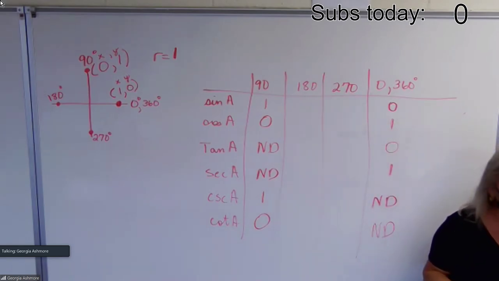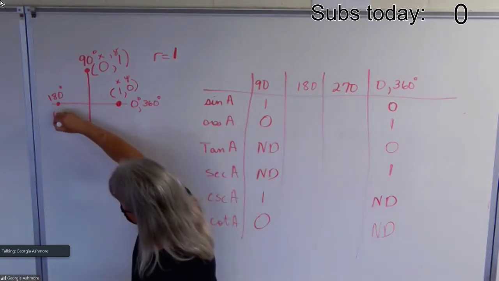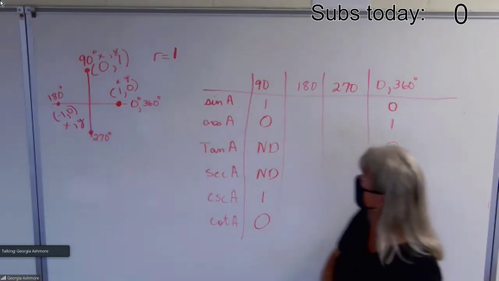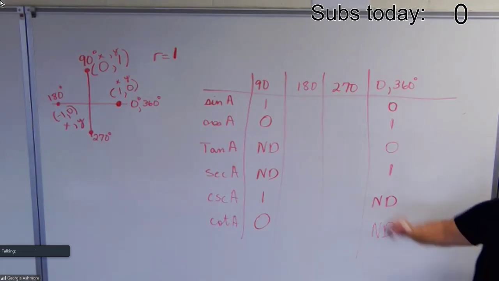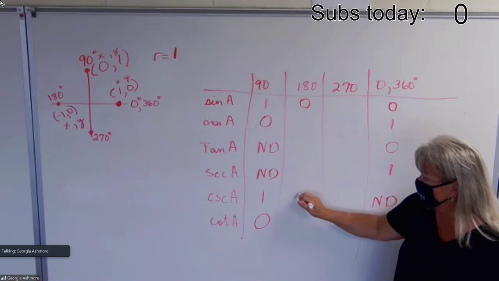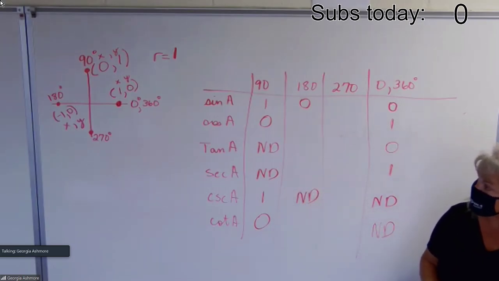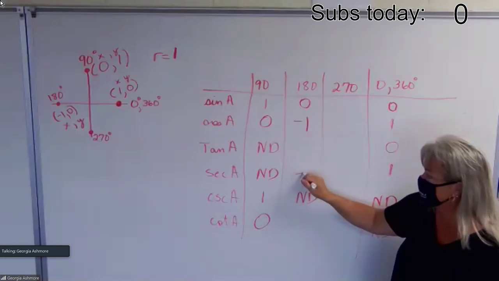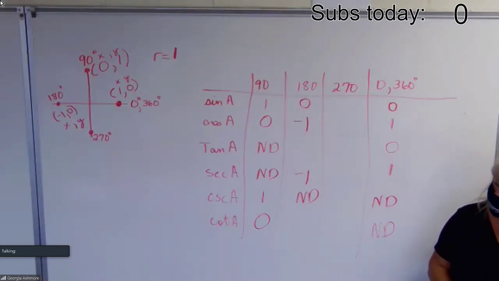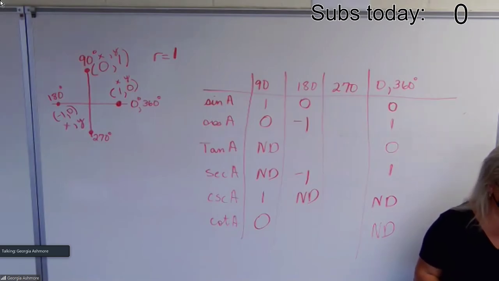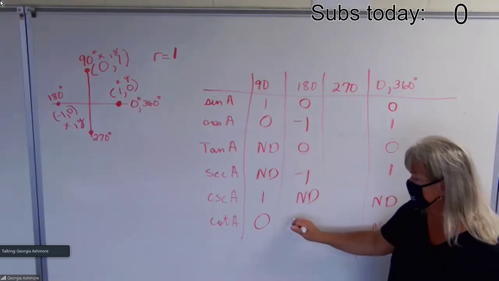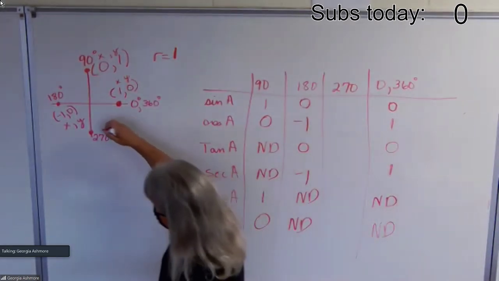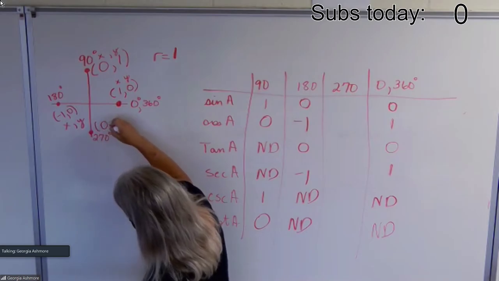You're doing the same thing all the way around. It's now at 180 degrees. My ordered pair is -1, 0. There's your X, there's your Y, and R is 1. So what is the sine? 0. So cosecant would be? ND. Cosine is X over R. That is? -1. So secant, the reciprocal, is negative 1. Tan. Zero. So your cotan is? Undefined. And the last one here, what's the ordered pair?